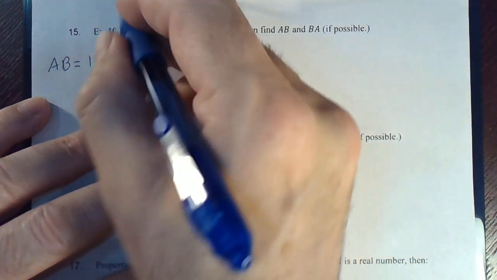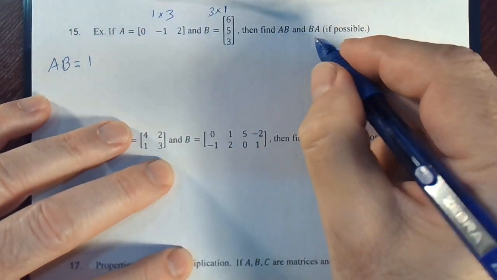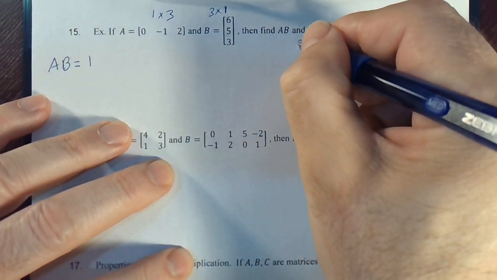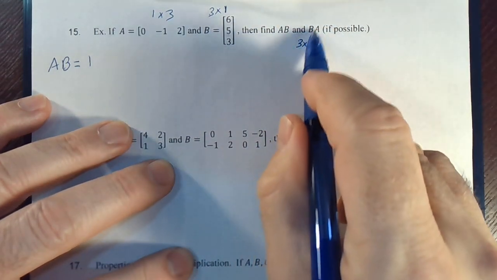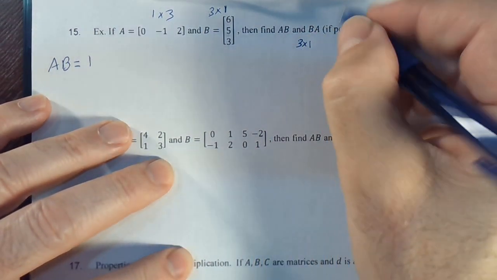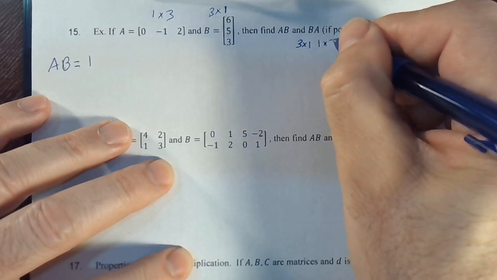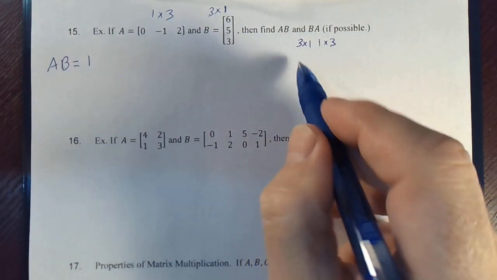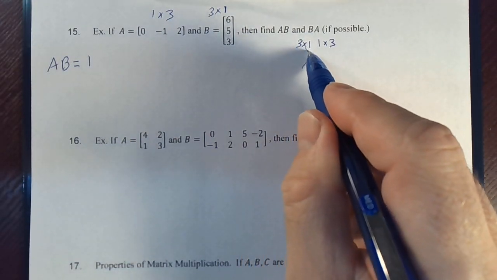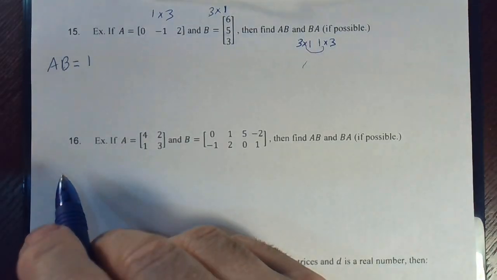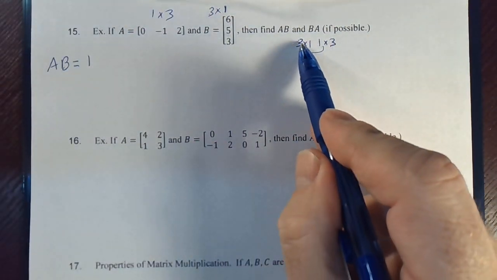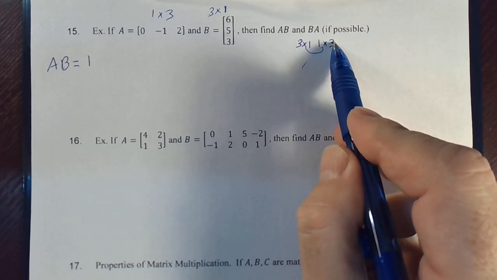Now let's do BA if possible. BA would be 3 by 1. B is a 3 by 1, and A is a 1 by 3. So can we multiply them? Of course we can, because those two are matching. And then the resulting matrix will be a 3 by 3.